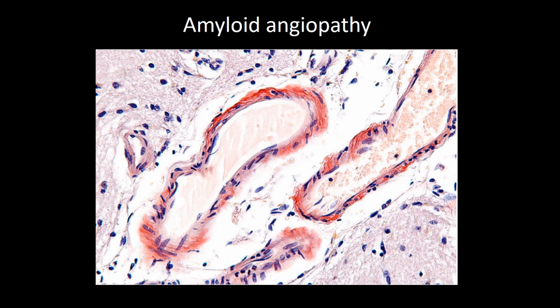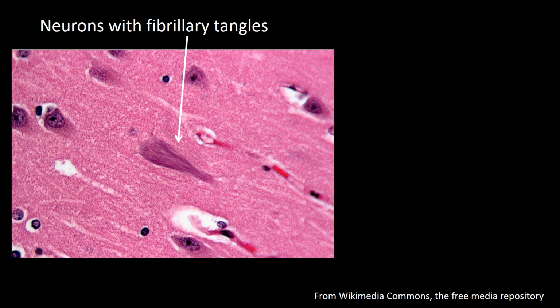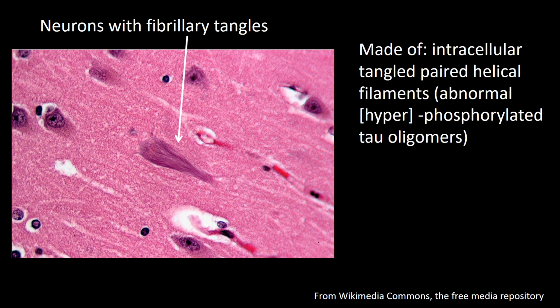In this specimen, you can see the brownish deposit in the walls of three vessels. For example, here, here, and here. These areas may lead to bleeding. The second histological finding is intracellular fibrillary tangles. They are made of clumps of paired helical filaments of hyperphosphorylated tau oligomers. The number of neurons so affected correlates with the degree of dementia.